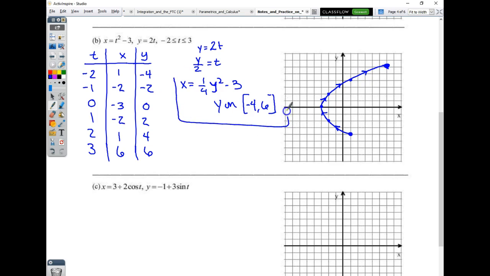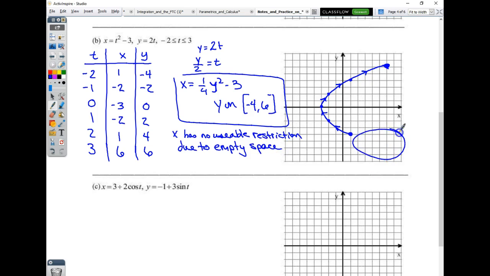That's a good question. Actually, we cannot do this problem with an x restriction. And that sounds really weird, and it's kind of like, why can't we do x with a restriction? The reason why we have to do this y restriction is that x has no usable restriction, due to, and I don't know what to actually call it, I'm going to call it empty space. And what I'm specifically talking about is that space right there.